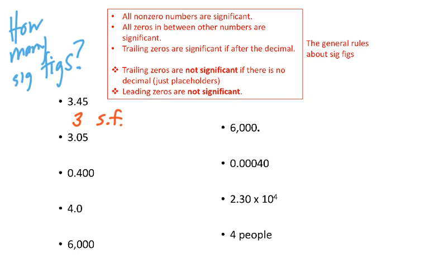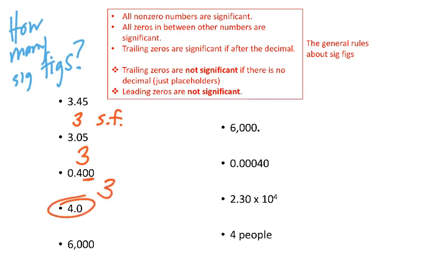I should say, this will matter when we start doing calculations. The number of significant figures in the numbers that you use in your calculations will determine your certainty and precision of your answer at the end. Next, 3.05 has also 3. Then 0.400. This first 0 is not significant. It's a leading 0. These two zeros are trailing zeros after the decimal, so they count. So this also has 3.